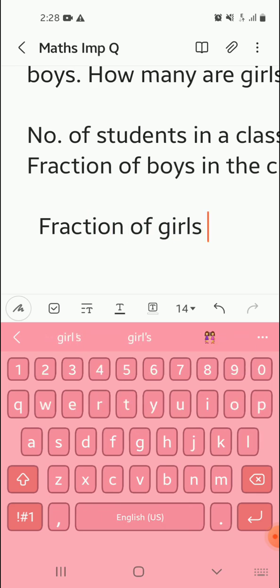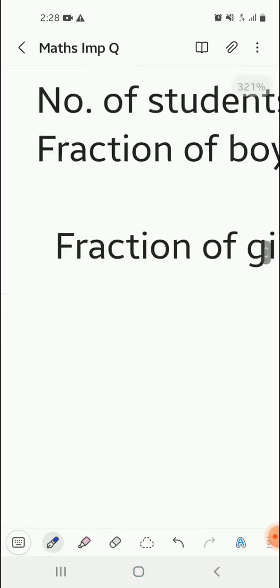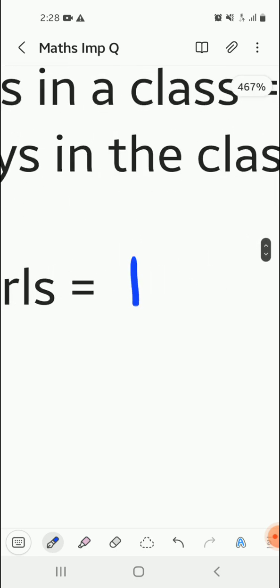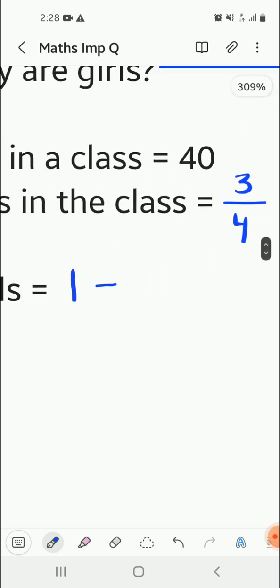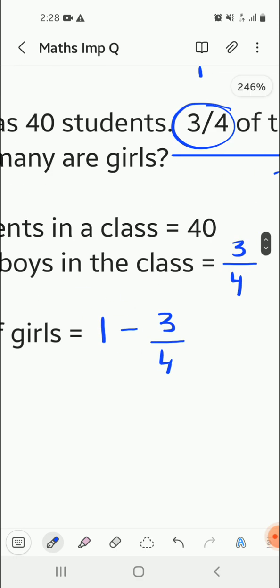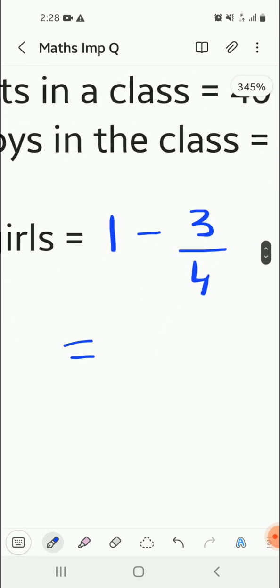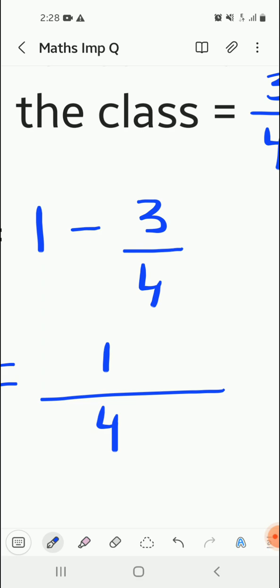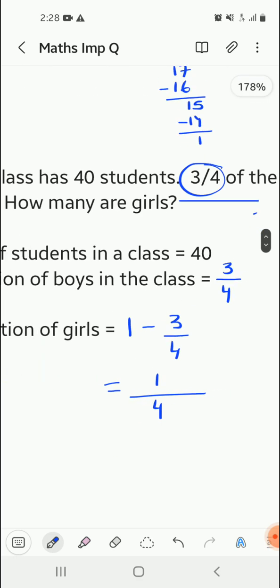First we find the fraction of girls. How do we find the fraction of girls? See, the total is 4. So the total is 1, the whole thing. From here, 3 by 4 are boys. So out of 4 parts, 3 parts are boys, which means that only 1 part of the 4 parts are girls. So 1 by 4 is the fraction of girls in the class.